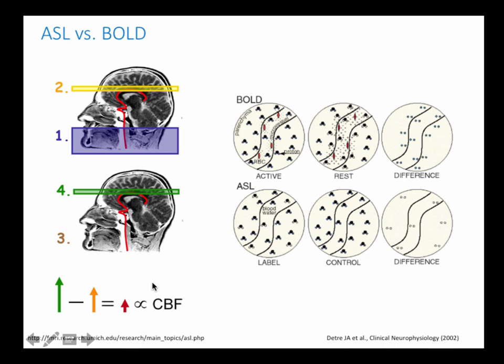ASL is nice because it gives you a signal which is directly proportional to the cerebral blood flow, a more quantitative measure of what's happening in the brain. BOLD tends to give you signal that comes mostly from places that are close to the veins, and this gives you more signal that's coming from the periphery. That's considered to be not necessarily more neural, but it's more quantitative.